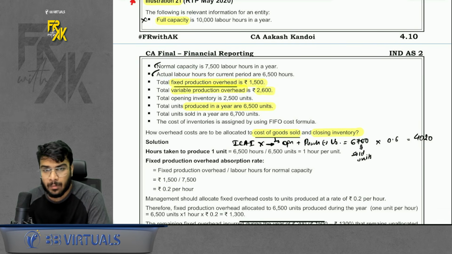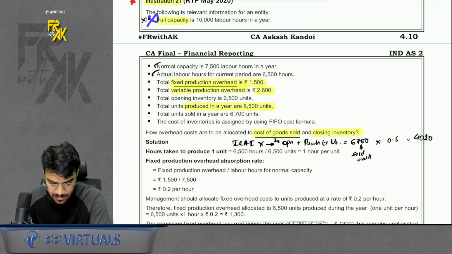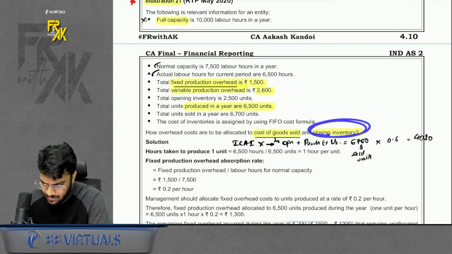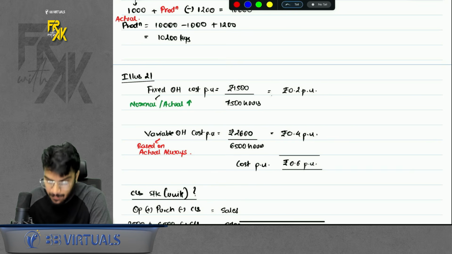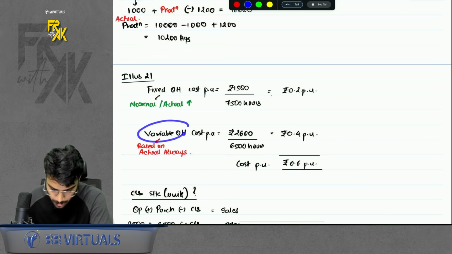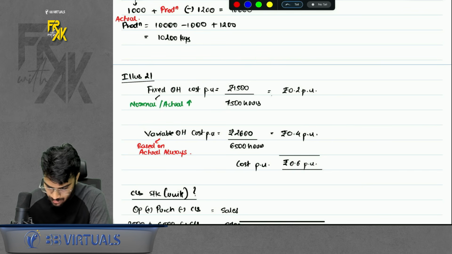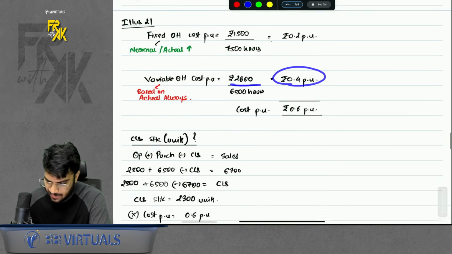When full, normal, and actual are all given, full is of no use; take normal and actual for fixed overheads. Basically, you want to find the value of closing inventory and the value of COGS. How will you find this? First, fixed overheads you will divide by normal or actual, whichever is higher, and you get rupees 2.2 per unit. Variable overheads you will always base on actual, divided by actual number of hours, and you will get per unit. This is the cost per unit.